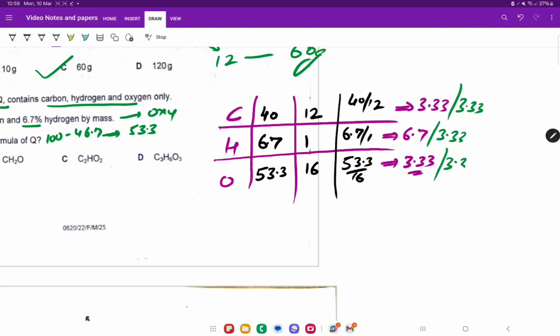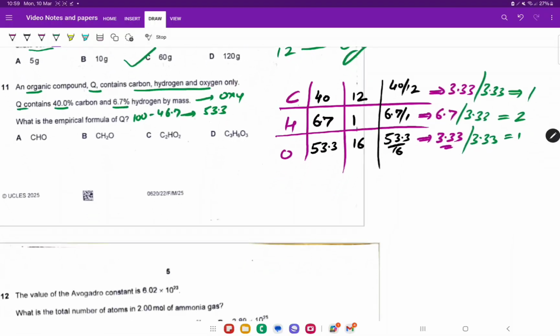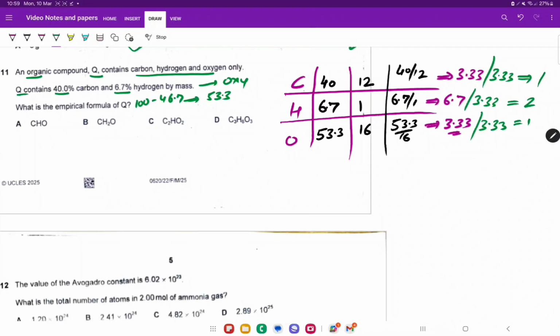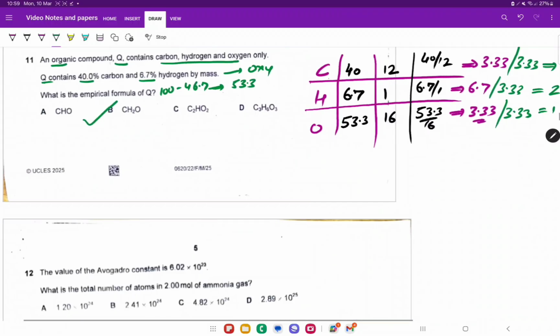And this divided by 3.3. What will I get? I will get 1 is to 2 is to 1. That's the formula, 1 is to 2 is to 1. That is carbon 1, hydrogen 2, and oxygen 1. Answer is B. Got it?